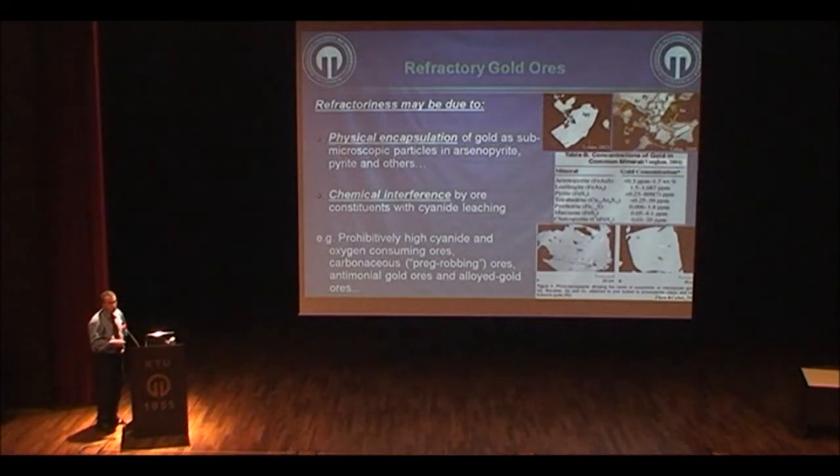like carbonaceous content or copper in particular, or other components of the ore. These components may lead to high cyanide consumption, or oxygen consumption in the case of pyrrhotite. Carbonaceous ores, which are known as preg-robbing ores, absorb the gold as soon as it is solubilized in cyanide solutions. That's why they lead to low gold recoveries.